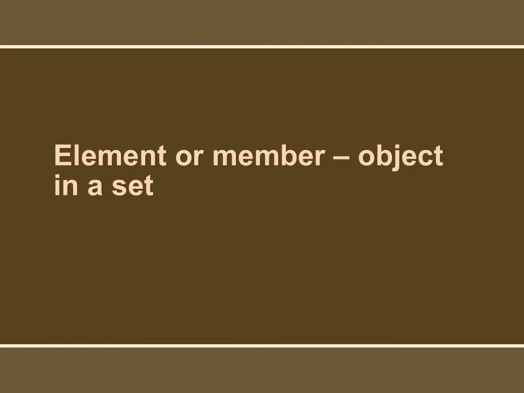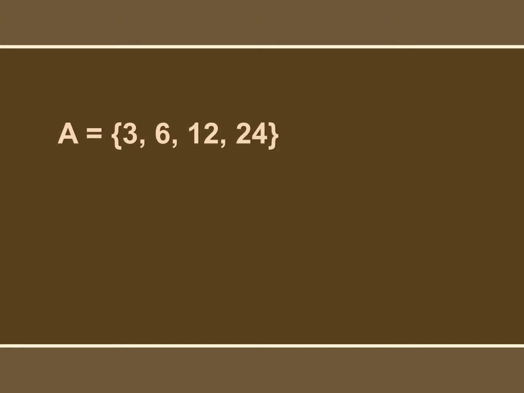Now an element or a member is something that is in a set. So everything that is in a set we can call either an element of a set or a member of a set. For example, here is a set, and we're going to call this set A. Sets are usually denoted with capital letters, such as set A. And then we usually use these little braces to put the members of our set in. So members of this set include 3, 6, 12, and 24.